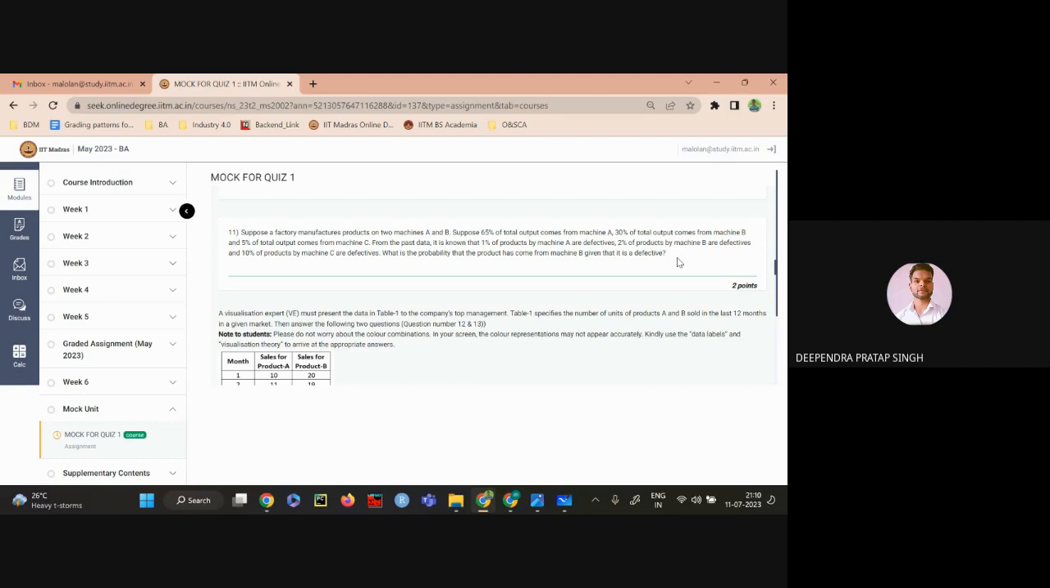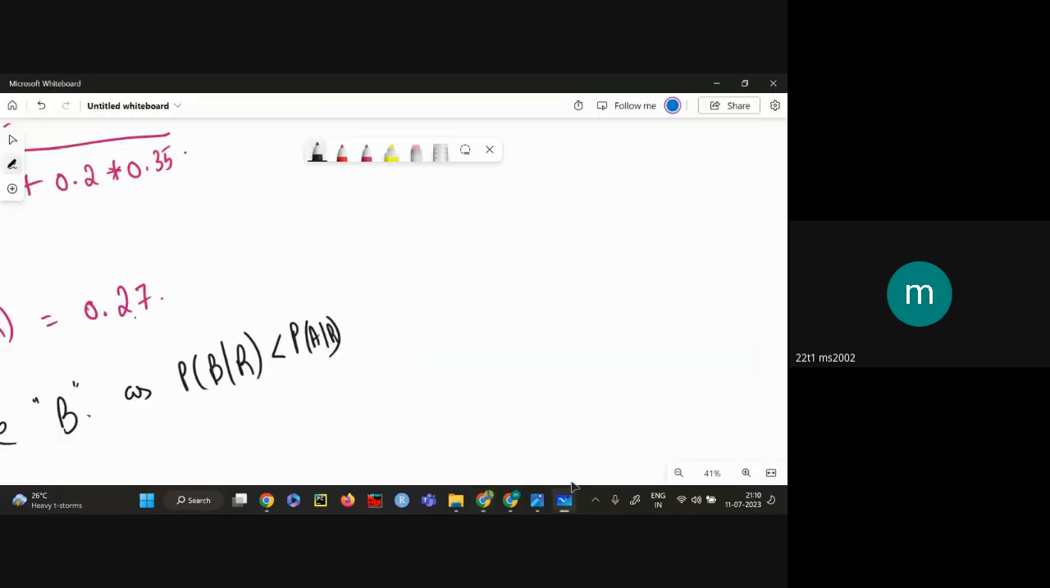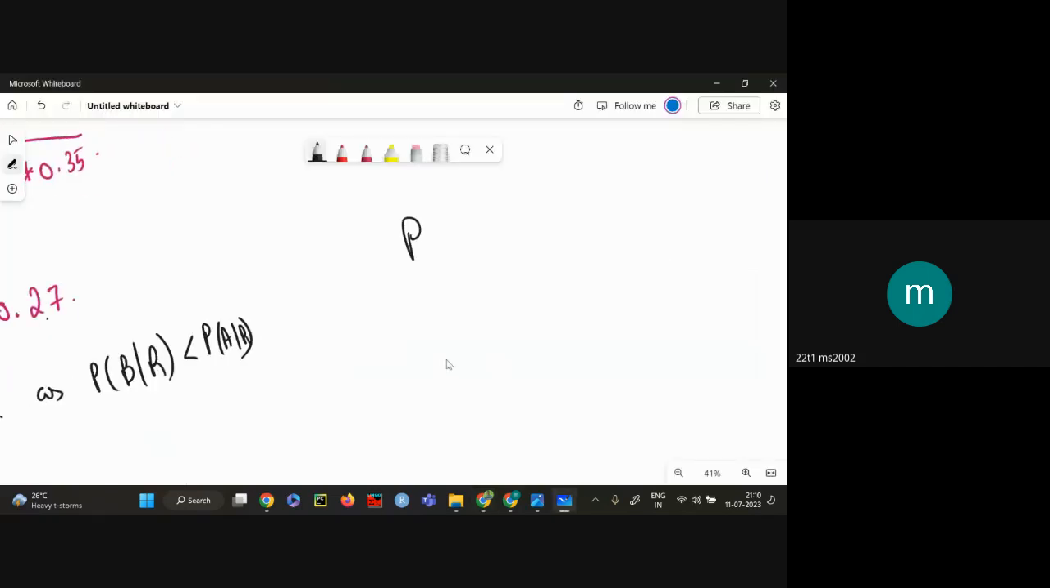Whenever you are told something is given, the event has happened. There's no point computing the probability that it has come from some machine. The defect has happened from some machine. You now have to check from which machine the defect has come. You will have to compute the probability that it has come from B given it is defective. So you have to compute this conditional probability of B given defect. This is what you should compute.